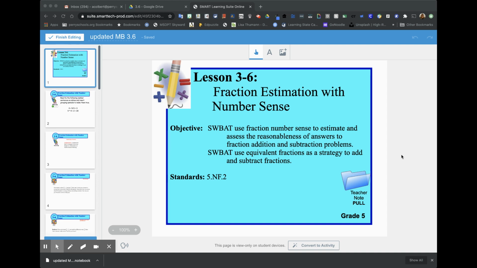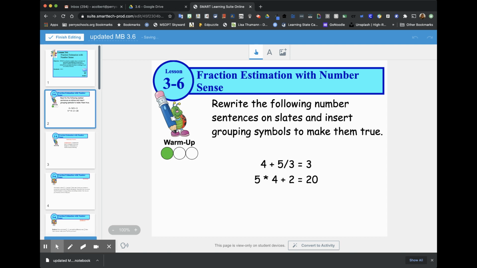Welcome back to Unit 3. We are on Lesson 6, Fraction Estimation with Number Sense. We're going to be able to use fraction number sense to estimate and assess the reasonableness of answers to fraction addition and subtraction problems. We're also going to be able to use equivalent fractions as a strategy to add and subtract fractions. Let's start off with our warm-up.